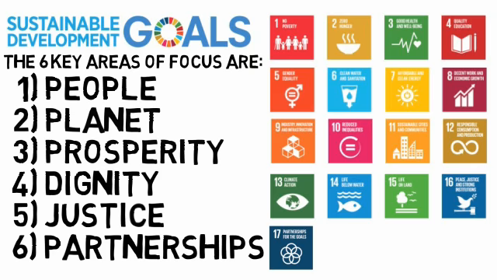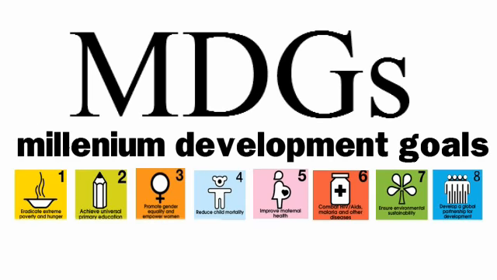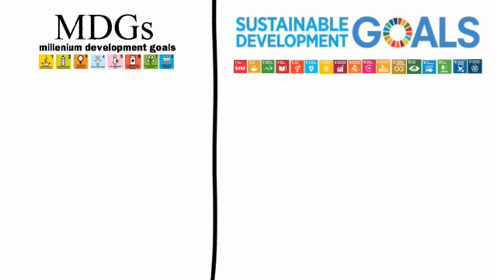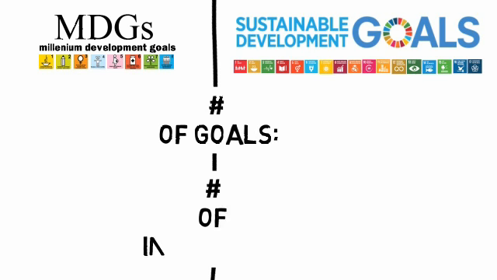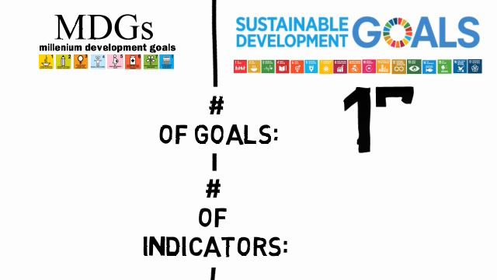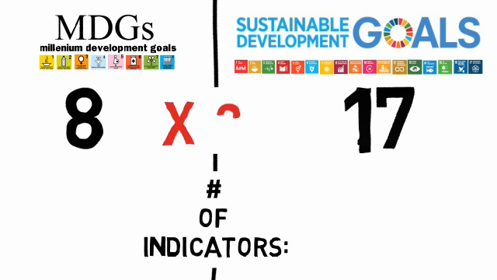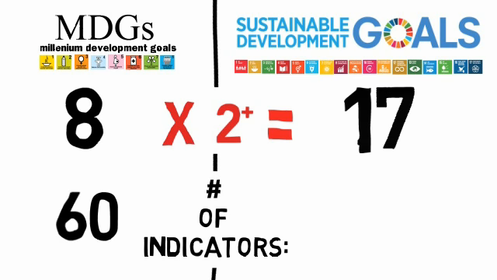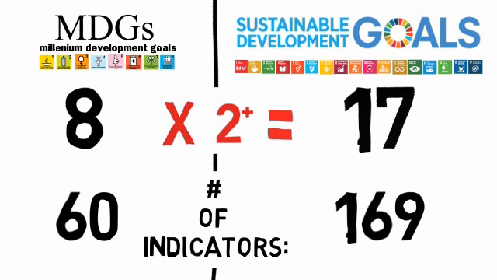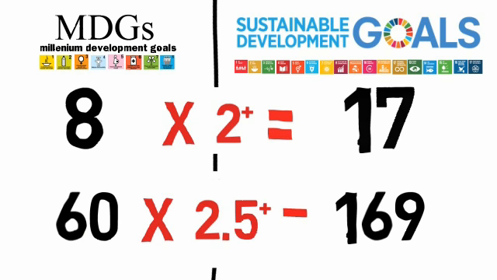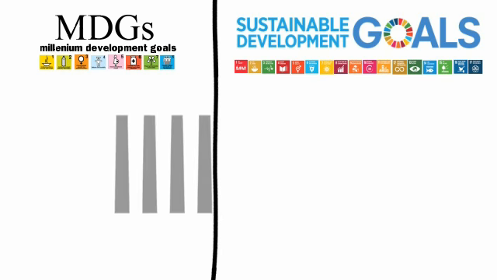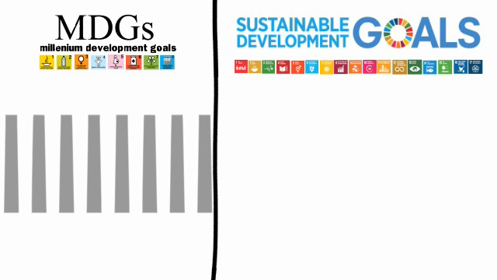So, how exactly are the new Sustainable Development Goals different from the outgoing Millennium Development Goals? For starters, the number of goals in SDGs at 17 are more than 2 times the goals of MDGs, which were 8. While the Millennium Development Goals had over 60 indicators to monitor their progress, the new Sustainable Development Goals include 169 indicators that in all likelihood may even increase further in number.